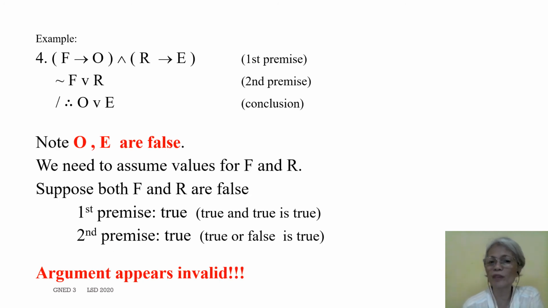What if F and R are both false? So, false implies false is true. False implies false is true. So, we have true and true. Therefore, the conjunction is true. So, F is false. Therefore, not F is true. True or false is true. Therefore, the second premise is also true. In this case, both premises are true, but the conclusion is false, and that cannot be. Therefore, the argument appears to be invalid.